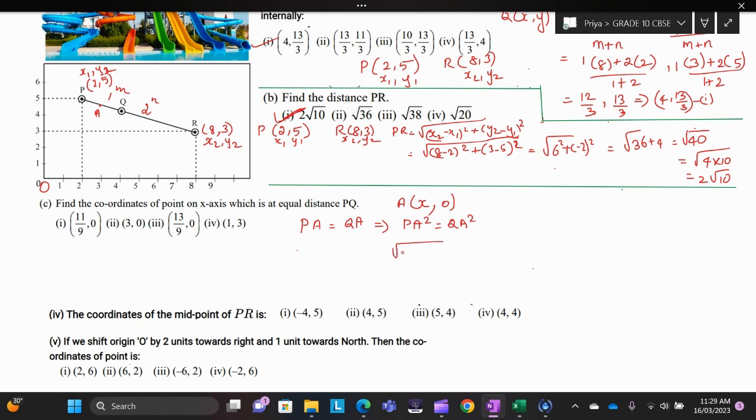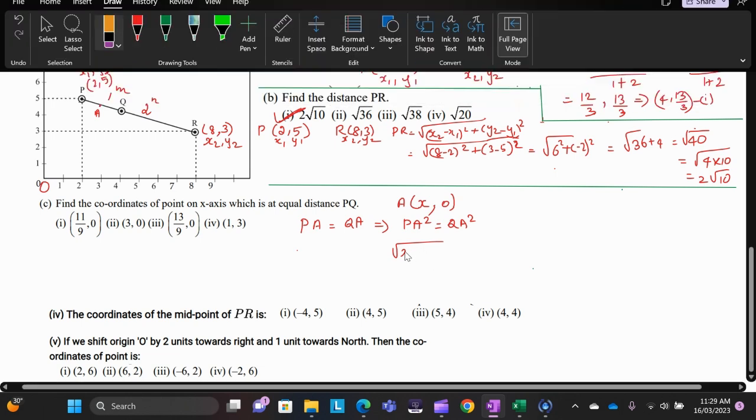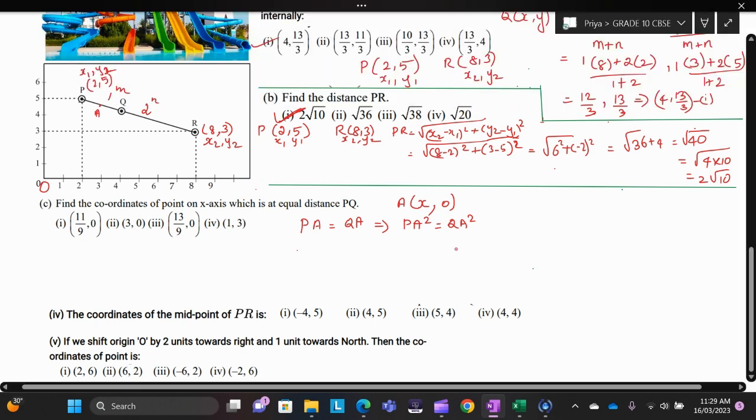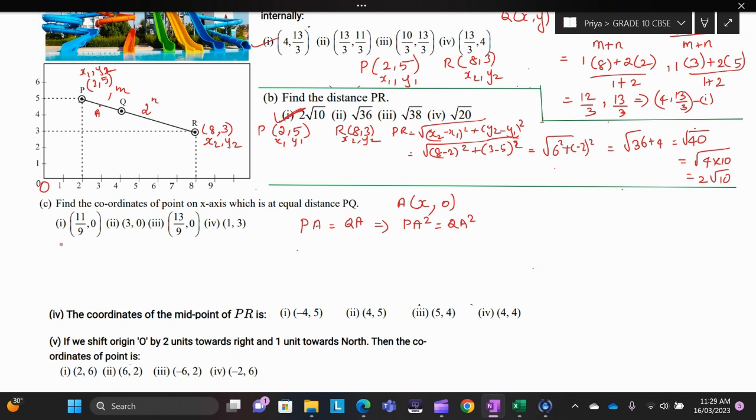Root of, so I need to find the distance of PA and QA first, right? So what is the distance of PA? The coordinates of P is (2, 5) and the coordinates of A is (x, 0).